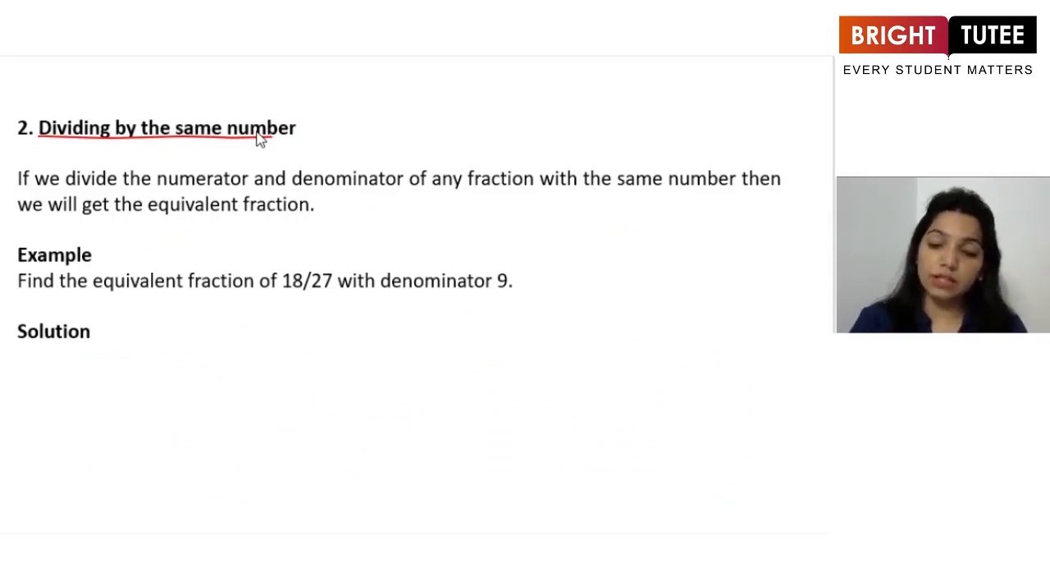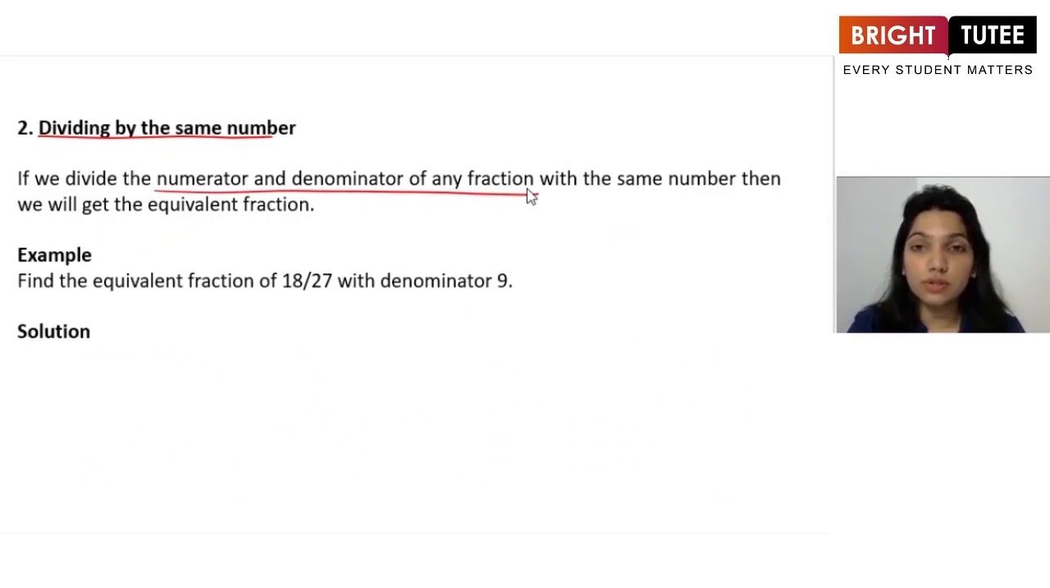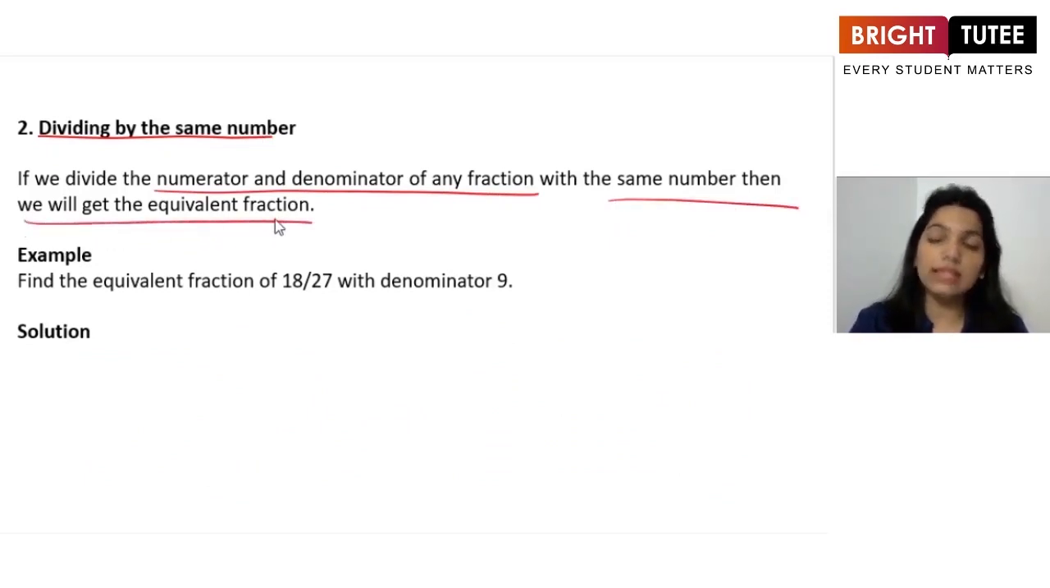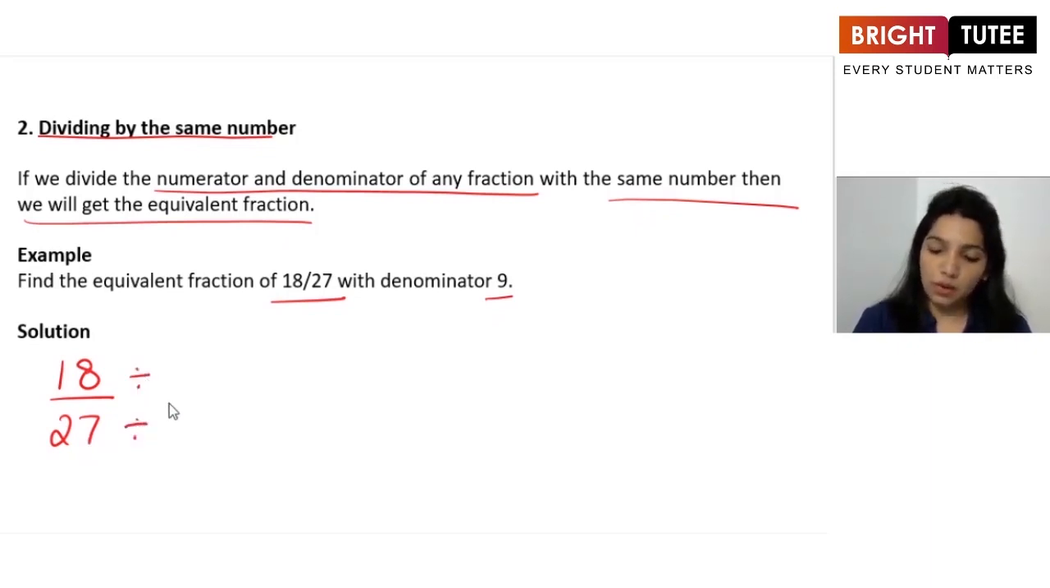It says if we divide the numerator and denominator by the same number, then we will get the equivalent fraction. Let's see how. It says find the equivalent fraction of 18 by 27 with denominator 9. So now 18 over 27. What number can we divide each of the numerator and denominator by? We can divide them by 3. Is that right? So how many times does 3 go into 18?